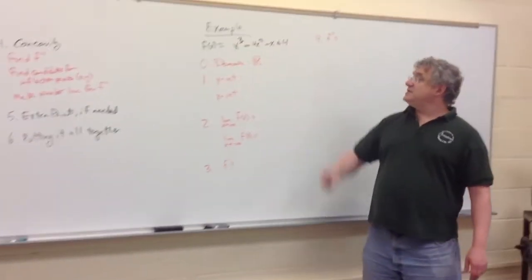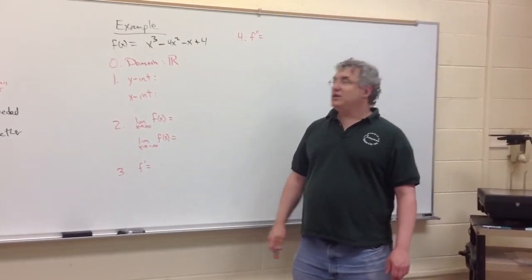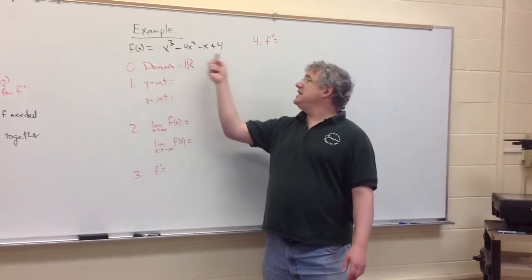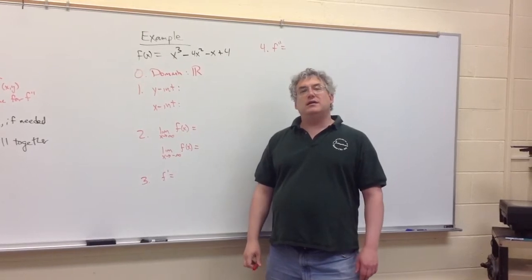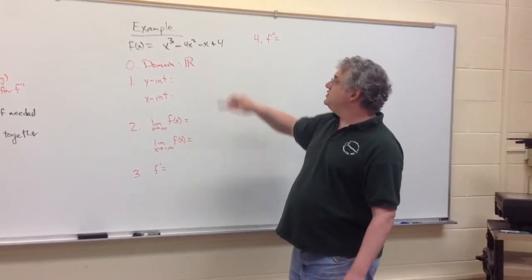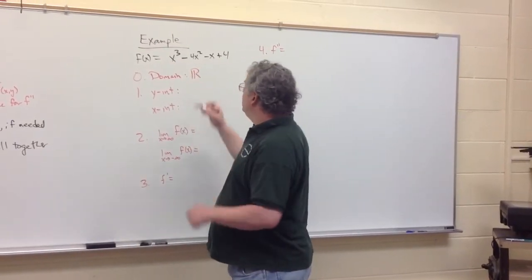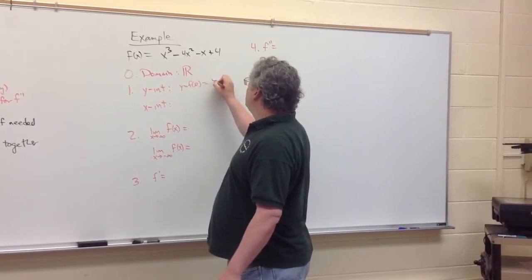I'm using a polynomial this time: x cubed minus 4x squared minus x plus 4. And I've already told you the domain is the real numbers. Why? Because you can plug any x in here and not get an error. As I said, it's usually not important to worry about it, so I'm just mentioning it. The y-intercept, I plug 0 in for x. We get y equals f of 0, and I get 4.